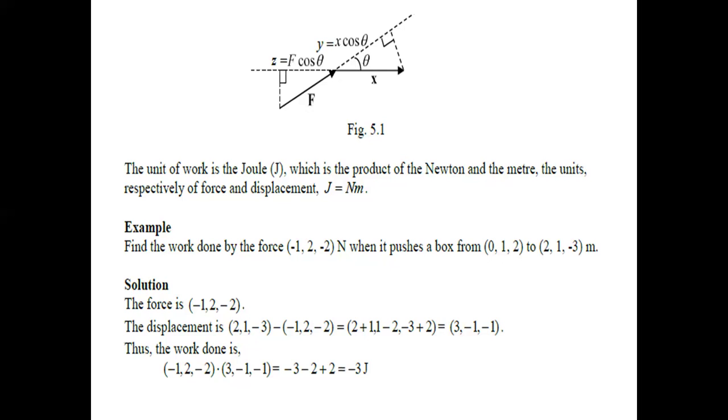Solution: the force is (-1, 2, -2). The displacement is (2, 1, -3) minus (-1, 2, -2), that is final position minus initial position. What you get is (3, -1, -1). The work done is the dot product, which is (-1, 2, -2) dot (3, -1, -1), which will give you -3 minus 2 plus 2, which is -3 joules.